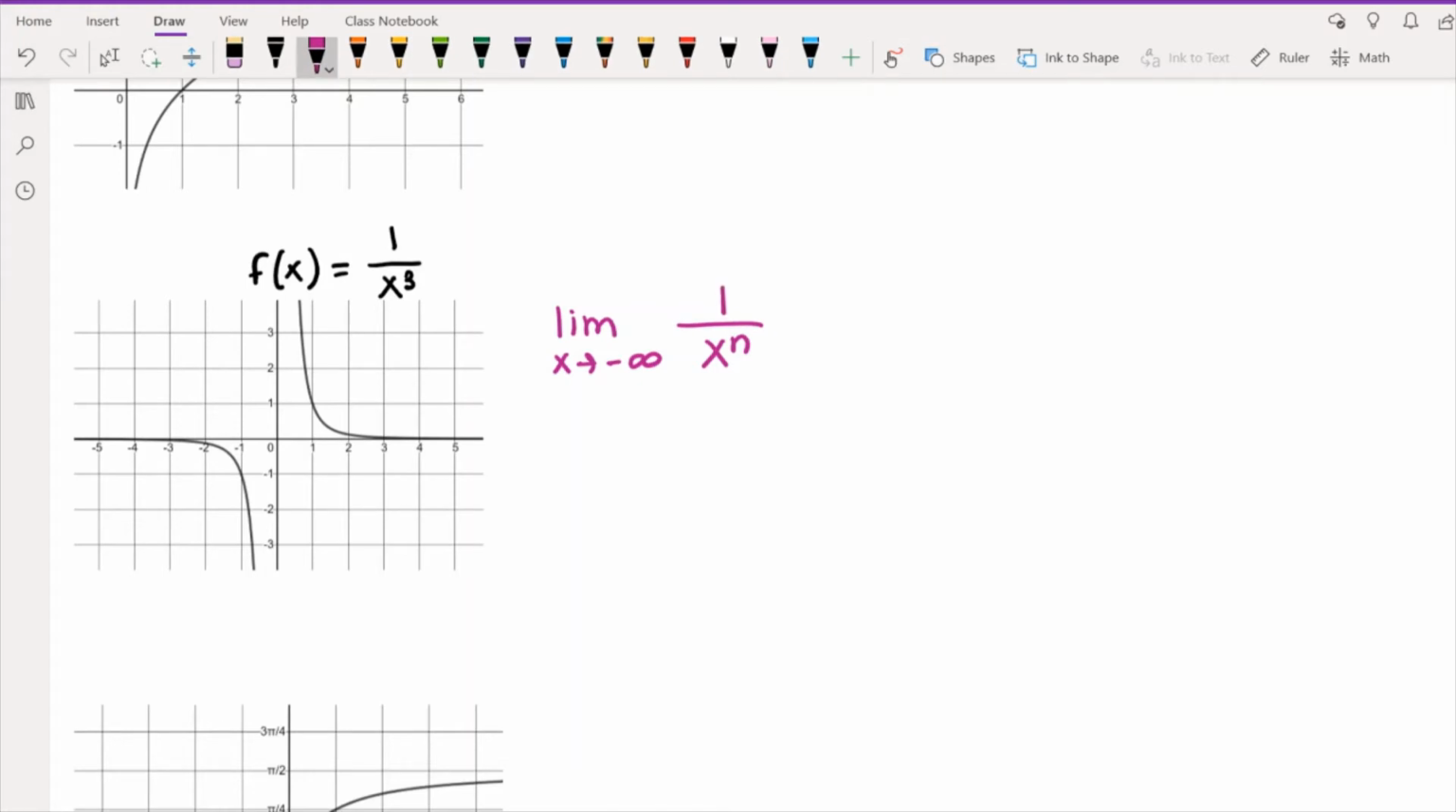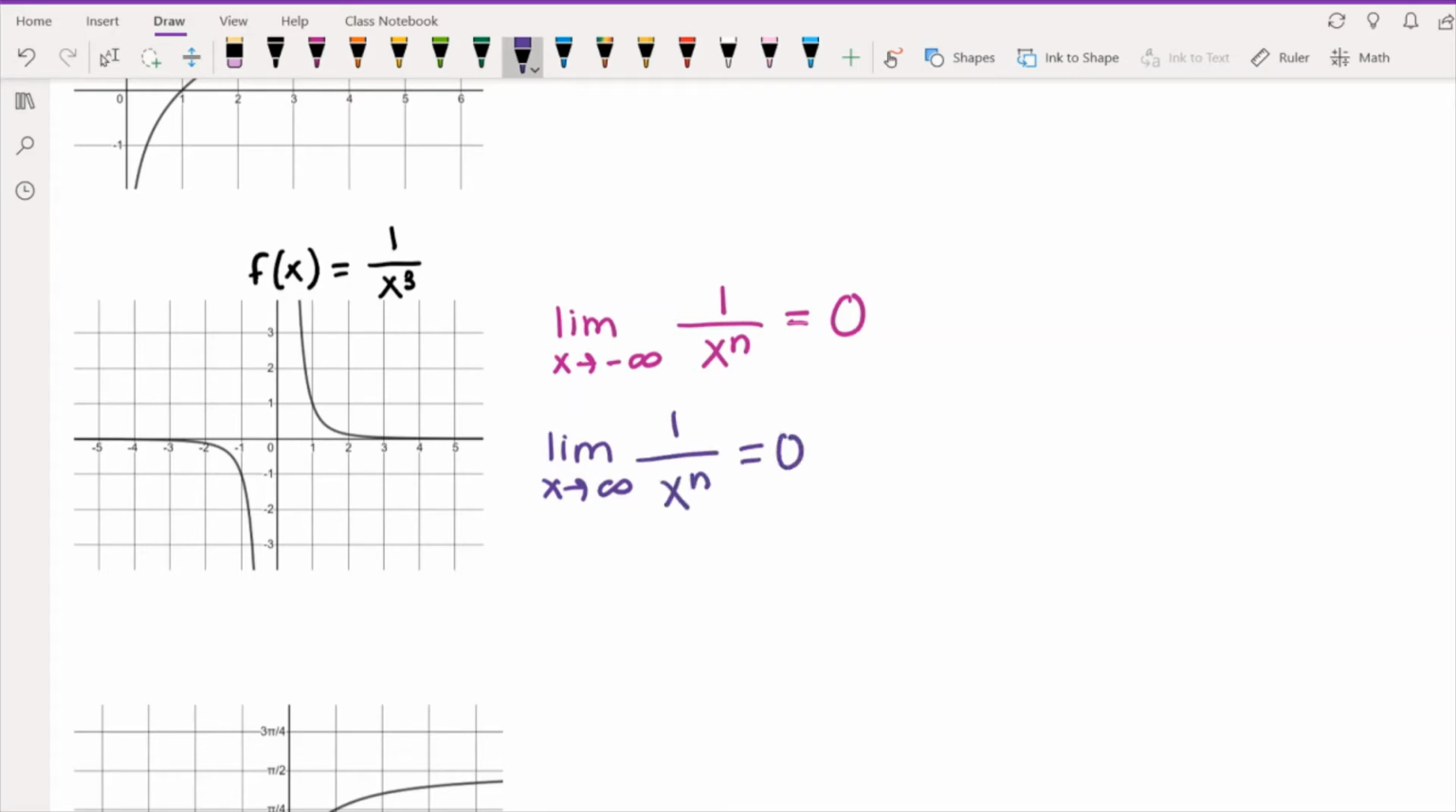So, what we're about to write goes for 1 over x to the 1/2. It goes for 1 over x to the 4th. It goes for 1 over x to the 5th. Any number you want to pick for n. The limit as x approaches negative infinity is always going to be 0. And the limit as x approaches positive infinity is also going to be 0.